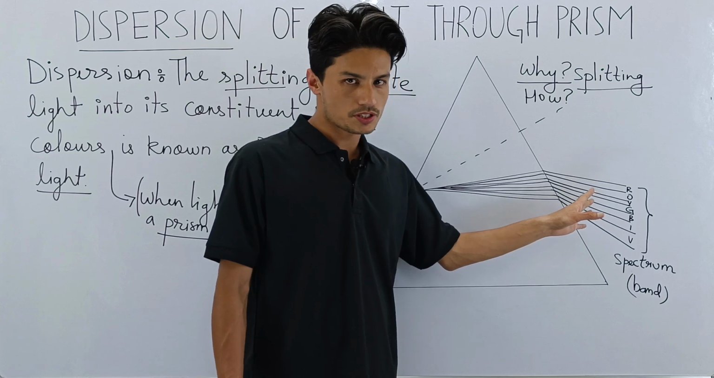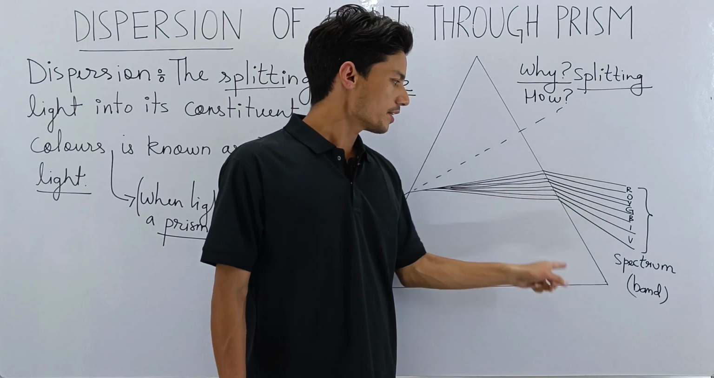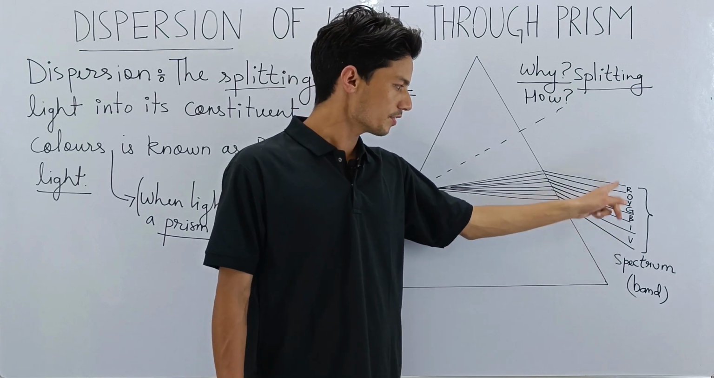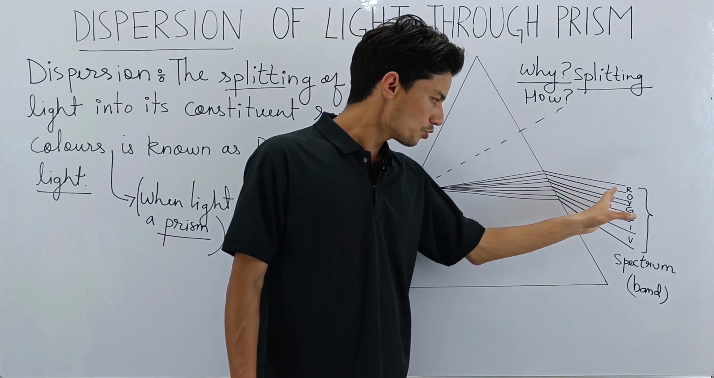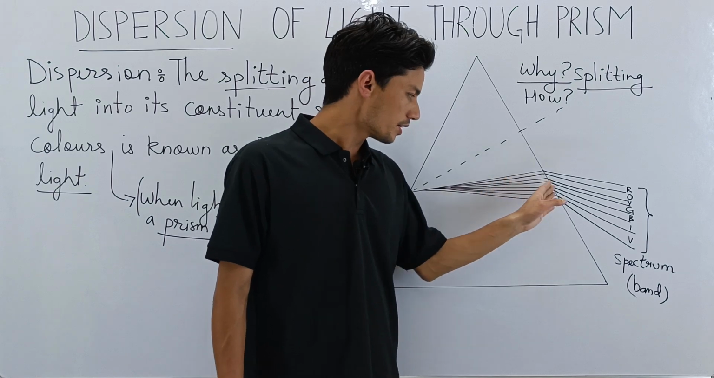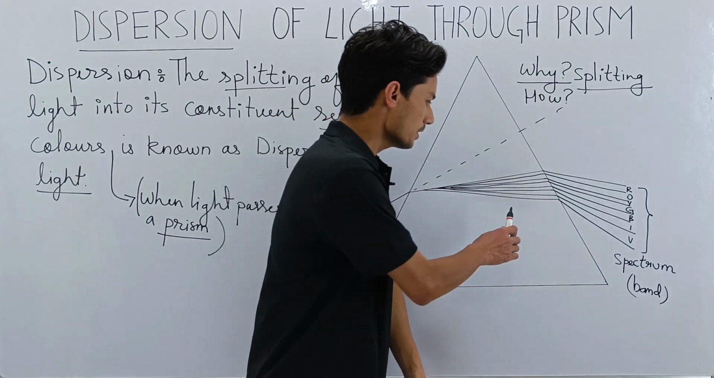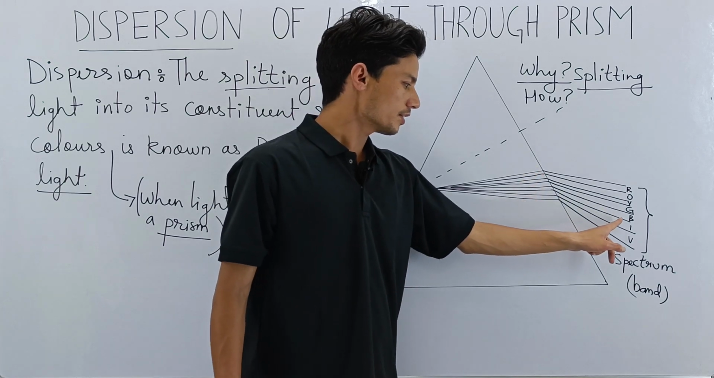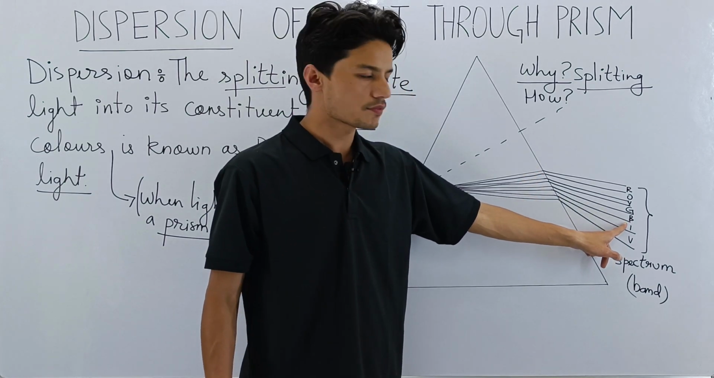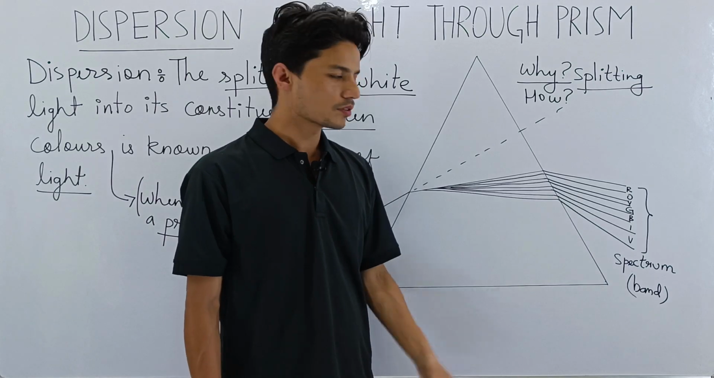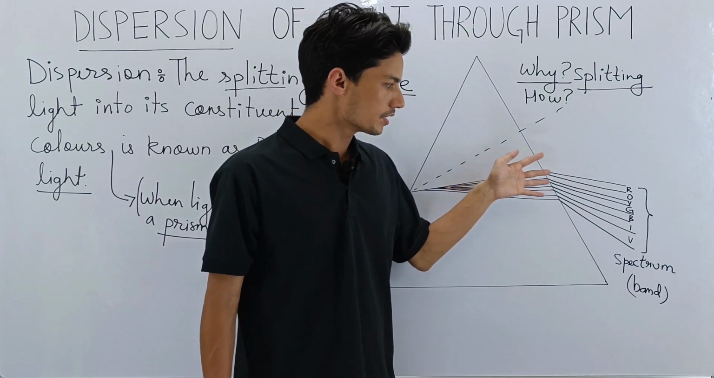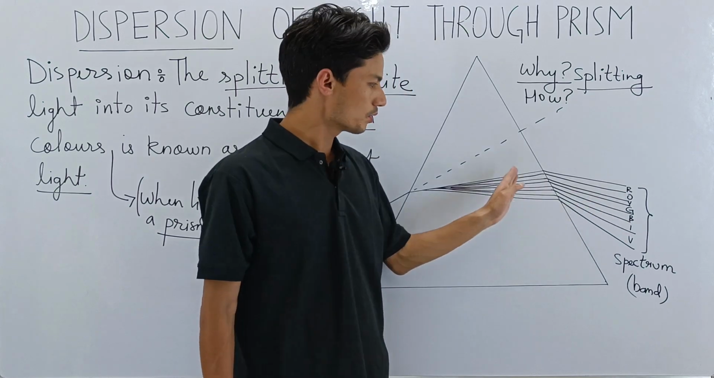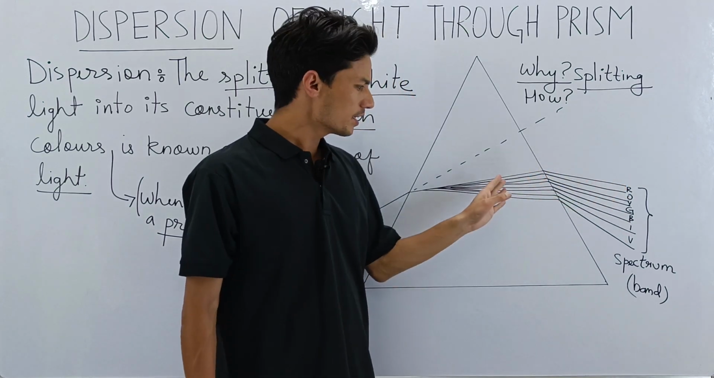Why does it undergo dispersion? It's because light is made up of different wavelengths of color. These are the different colors, and when they pass through this prism, their speed gets affected. The speed at which violet travels is different from the speed at which indigo travels, and the speed of indigo is different from that of blue. Since all the colors travel at different speeds, what we see on this end is the colors, because they all emerge with different angles.